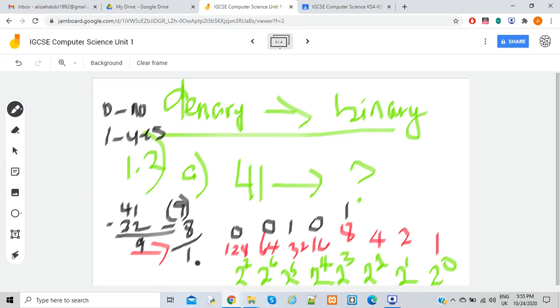So 4 is also greater than 1, so we're going to put a 0. 2 is also greater than 1, so we're going to put a 0. However, 1 is not greater than 1, but it is equal, which means we can still use it, so we're going to put a 1. Now when you subtract a 1 from a 1, you get a 0 as your remainder, which means this is where you stop.